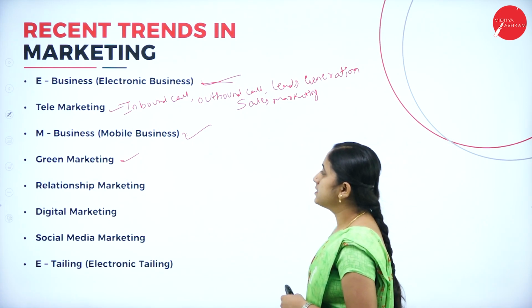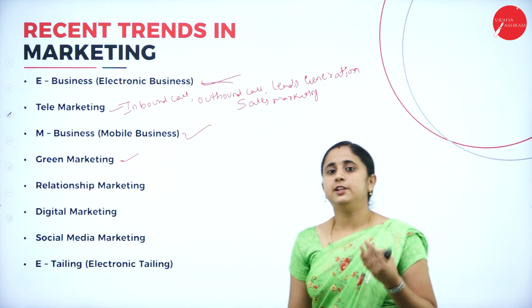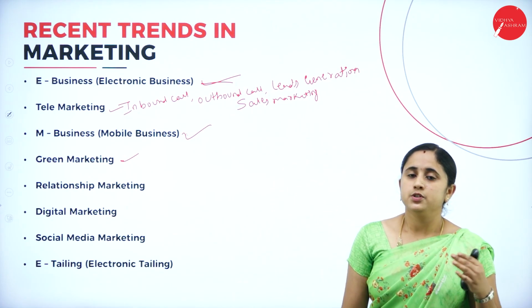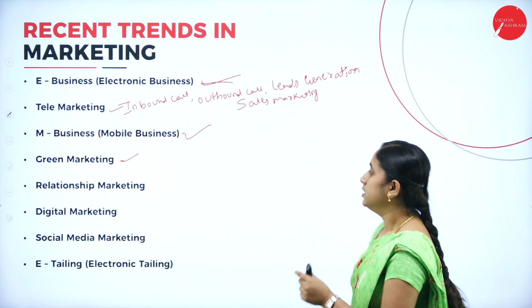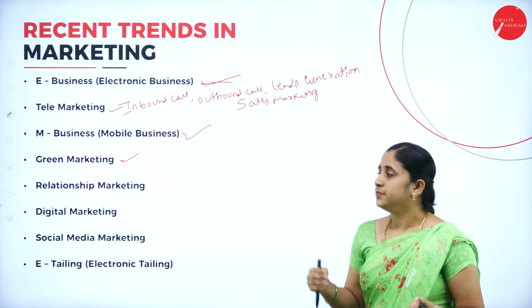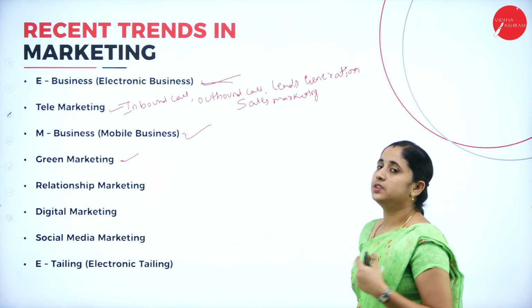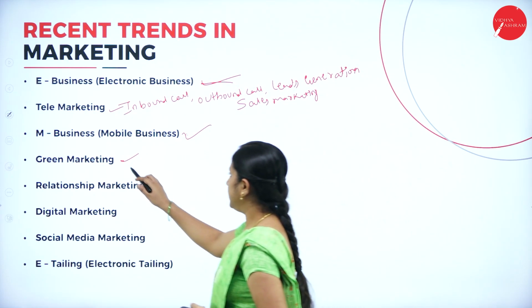And another example for green marketing is they themselves portray that they are environmentally conscious. So they are contributing some portion of their profit to environmental protection activity. For example, planting trees, they donate some portion of their profit in order to show that they are environmentally conscious. This is all about green marketing.